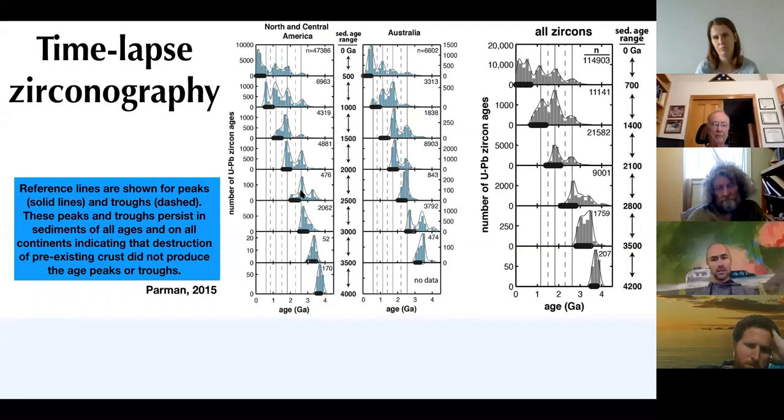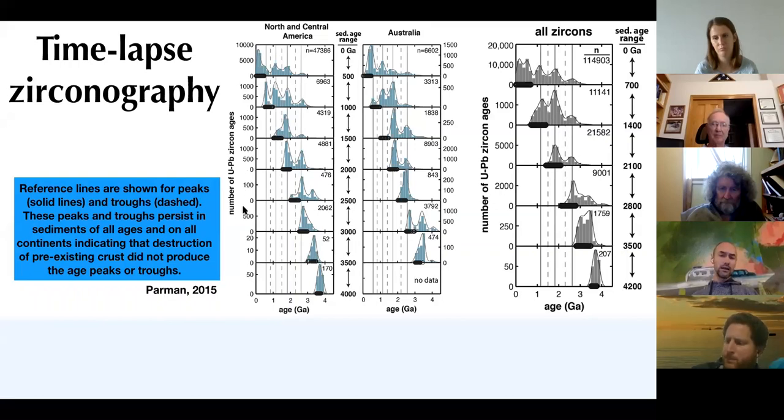So what Steve is seeing is that this peak here at 2.7 billion in North America that was deposited in sediments between 2.5 billion and 2 billion, that peak stays the same throughout the rest of Earth history. And this trough at 2.2 billion persists through Earth history. And the same is true with the other peaks and troughs in the other zircon.